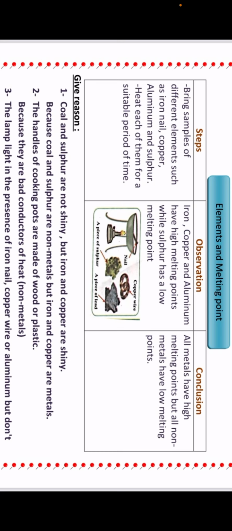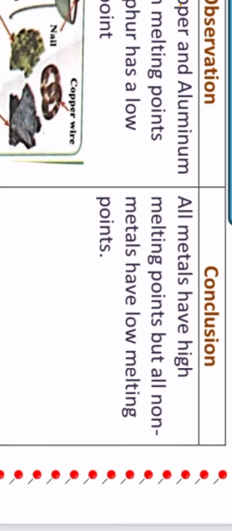So we know from this point that all metals have high melting points, but all non-metals have low melting points. And in the same way, all metals have high boiling points, all non-metals have low boiling points. Again, all metals have high melting point, all metals have high boiling point, all non-metals have low melting point, all non-metals have low boiling points.